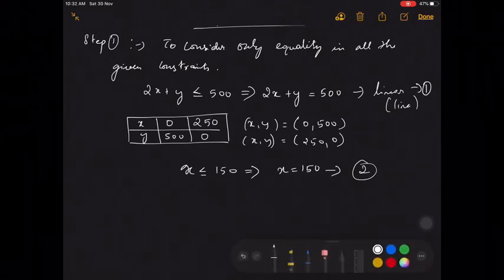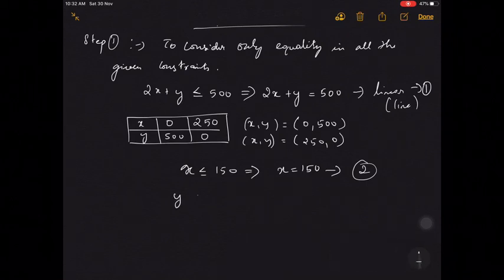Now next step, we consider the third constraint, that is y is less than or equal to 250. Again, consider only equality, you get y is equal to 250. Here again we have only one variable in the constraint, so we don't do anything, we just write the equality, y is equal to 250, and leave it. And this is your equation 3.